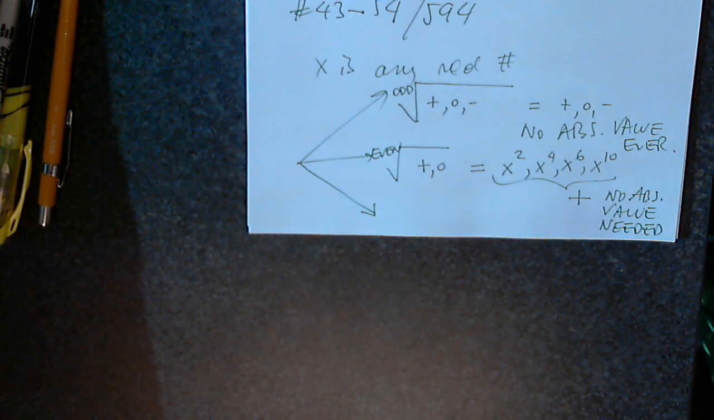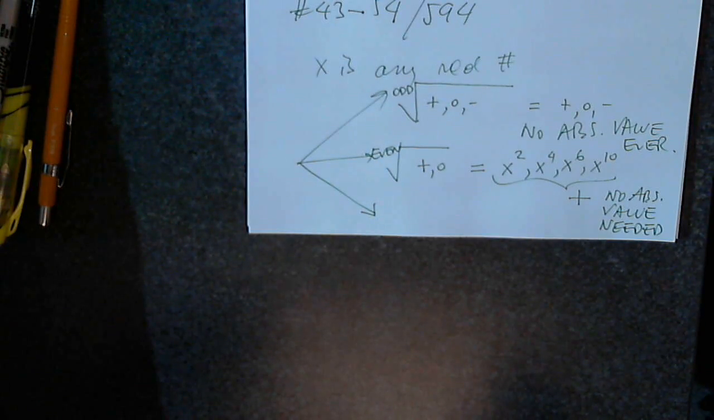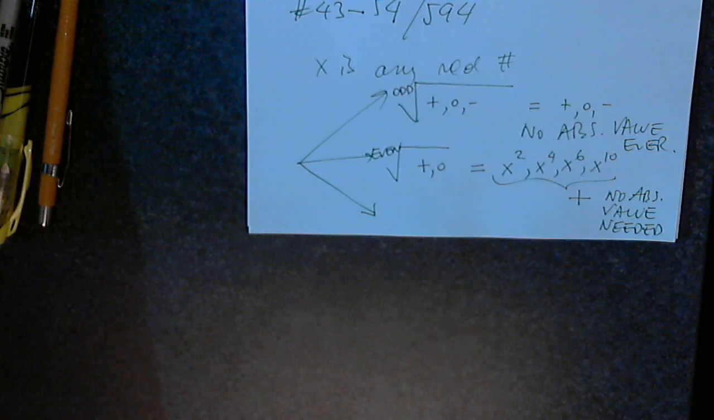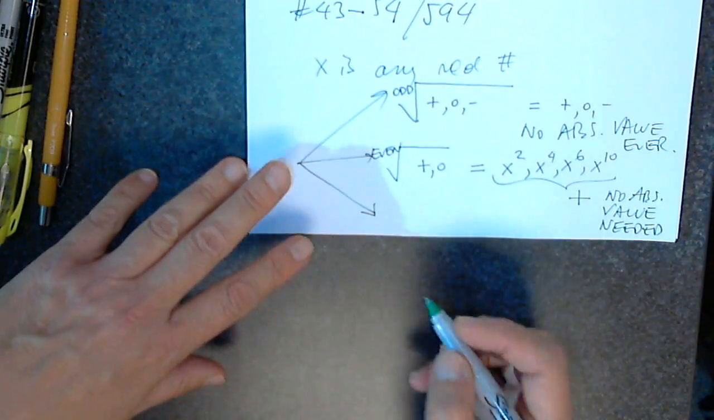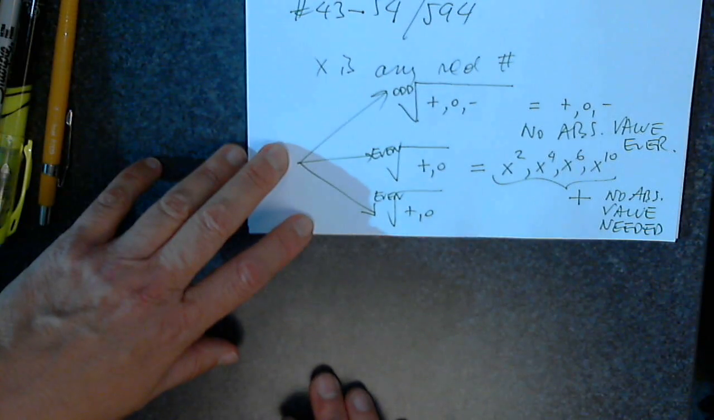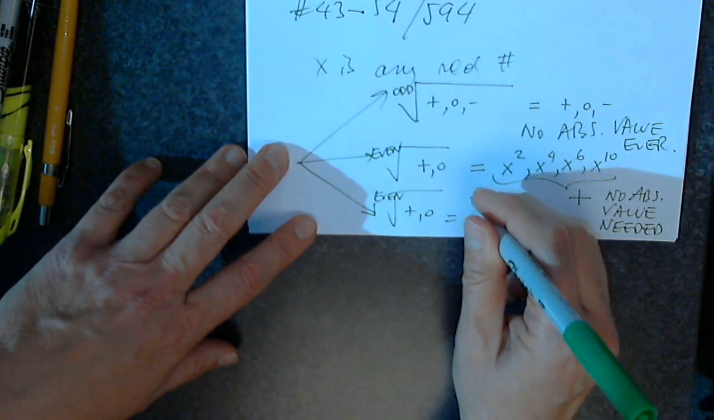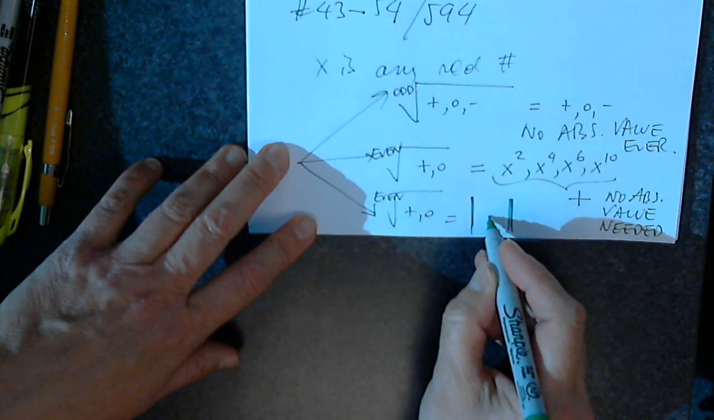So if the index is even, I wait till the very last step, till the very end, and then I say, can the answer be negative? Then put the absolute value on it. Will the answer never be negative? Then there is no need for absolute value. And here's the third option. When it's an even index, positive or 0, if the answer can be negative, then I have to use the absolute value. If this can be negative.